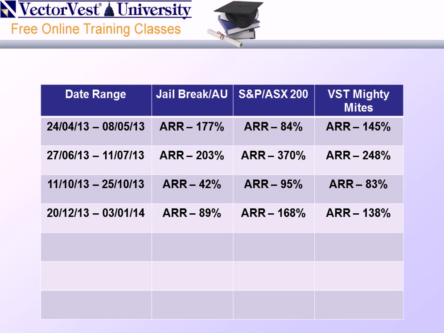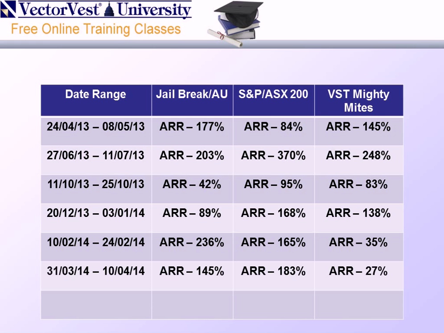Next run was from the 20th of December to the 3rd of January. The best performer was the S&P/ASX 200, 168% annualized. The next run was from the 10th of February to the 24th of February. Jailbreak did exceptionally well, up 236% annualized. One more run, and that again was the recent run from the 31st of March up into the current day, which was the close of the 10th of April. The best performer was the S&P/ASX 200, up 183% annualized.